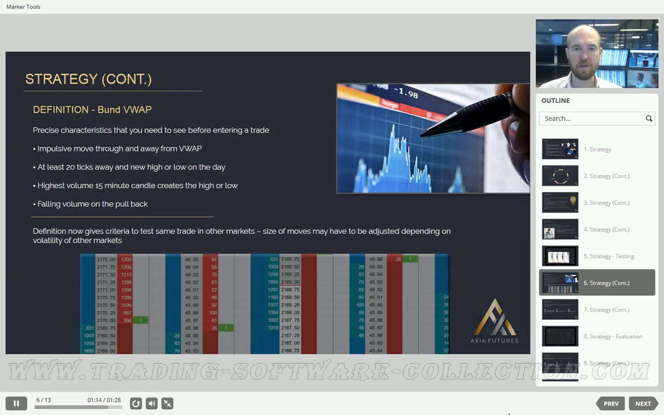What it also does is it gives you something to test in other markets. Does this trade work somewhere else? Parameters might need to be adjusted if the other market that you're looking at has bigger or smaller ranges, but is that trade a viable trade in other markets as well? So something to test there.